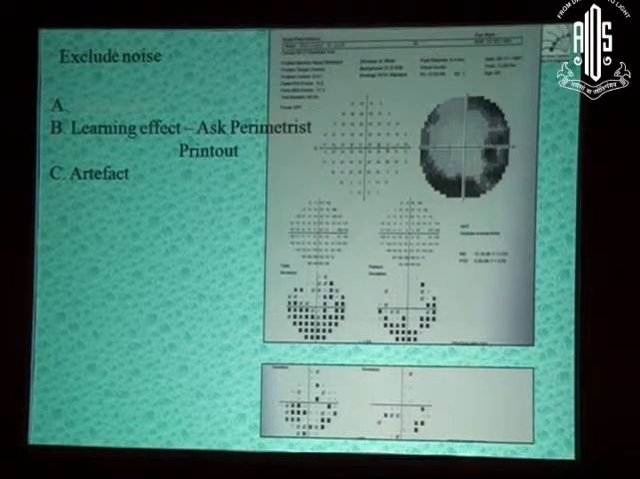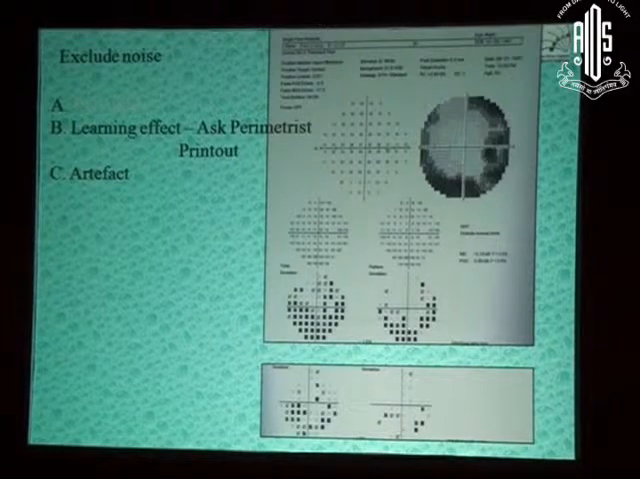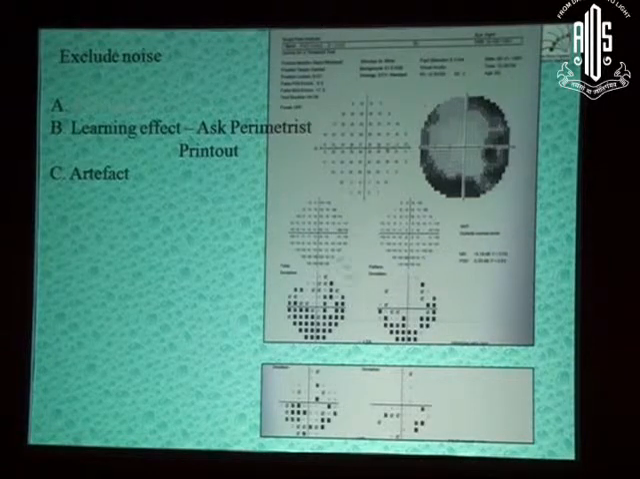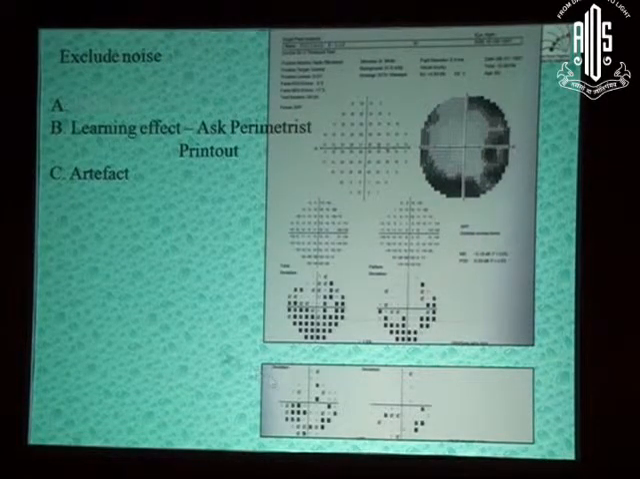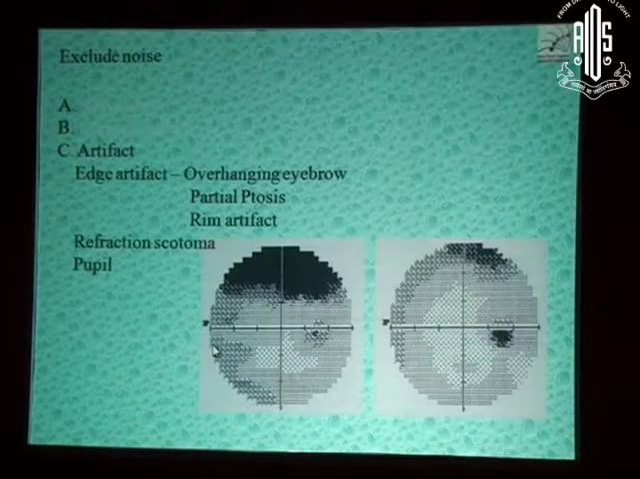There are some other noises, like the learning effect. You can ask the perimetrist how the patient responded, and at the same time get some idea of where the printout is going. There are some defects in the peripheral points. After retesting the patient, you got a better visual field printout.